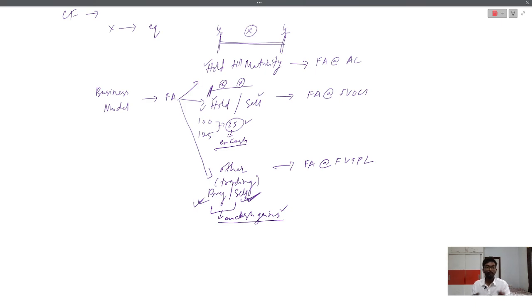So this is briefly the classification of financial assets. I hope that was clear and I hope you liked it. In the next video, I would be discussing the measurement.